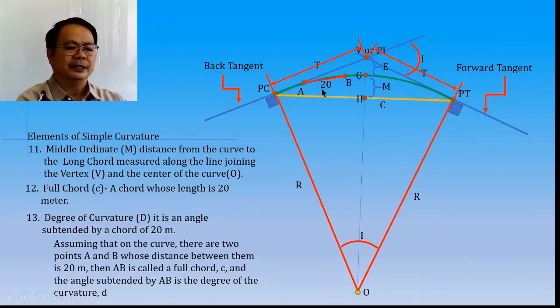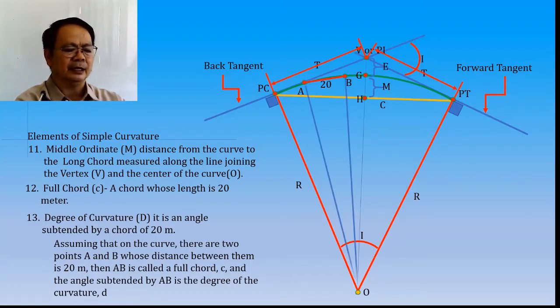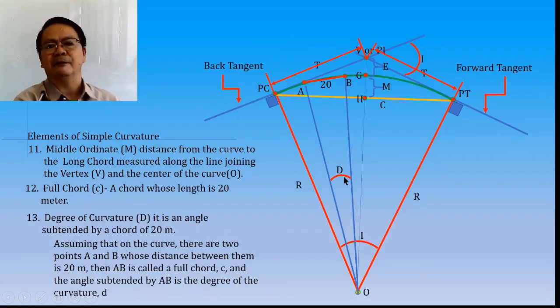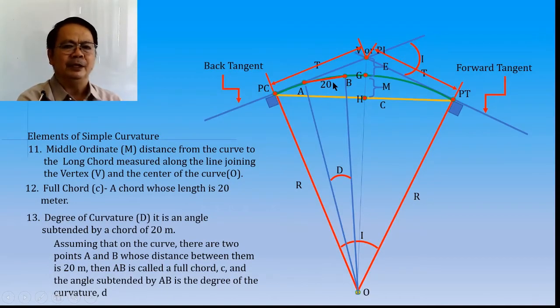And the angle that this full chord is subtending, take note, I will show it here, subtending this angle. Nakita niyo? This angle that this chord is subtending is called the degree of curvature. So that is how we define the degree of curvature. It is the angle subtended by a chord equal to 20 meters, or ibig sabihin, the angle subtended by a full chord.